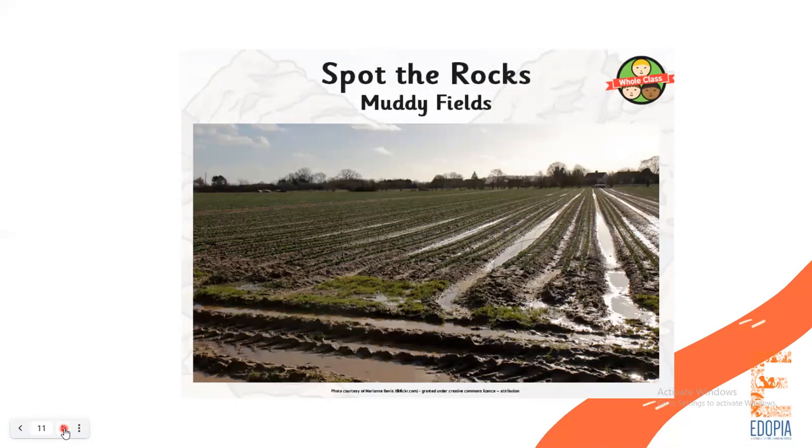Now you have muddy fields in front of you. While we discussed this in class, a few children said that they do not see any rocks in this picture. All they see is water, mud, grass, and a few houses and trees at the back. But then, as we know, the earth is actually made up of a whole layer of rock. So while the rocks might not be visible to our eyes in the form of pebbles or boulders or mountains or cliffs, there is actually a whole layer of rock under the surface of this mud.